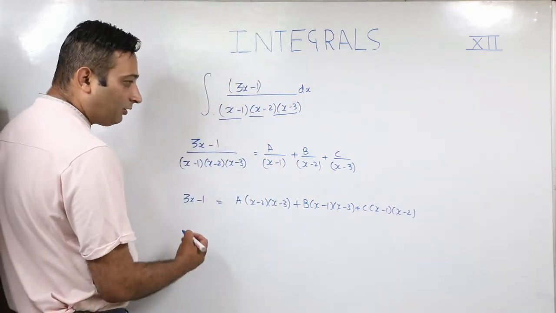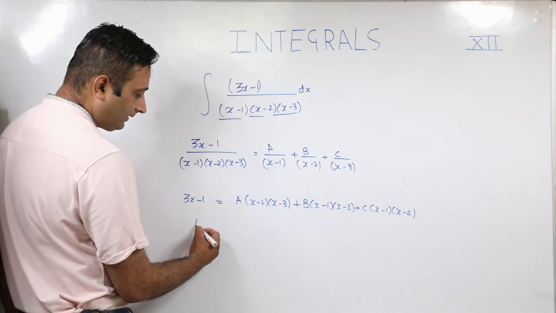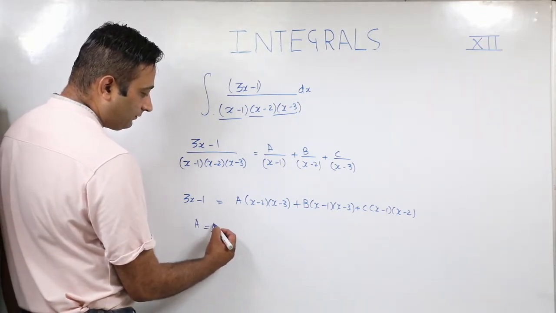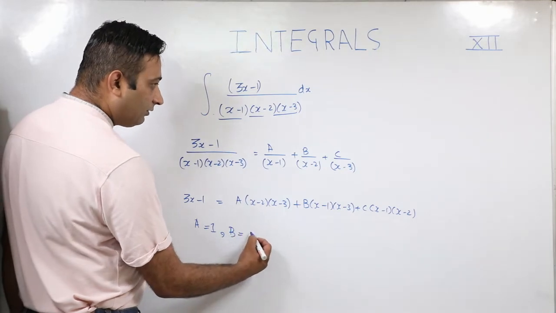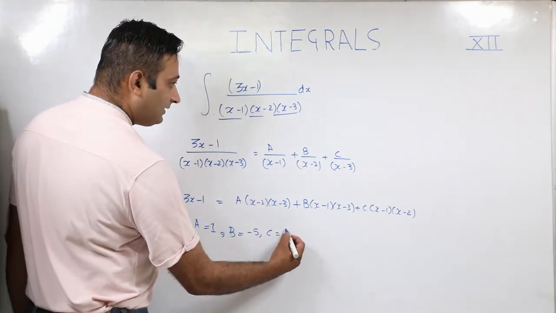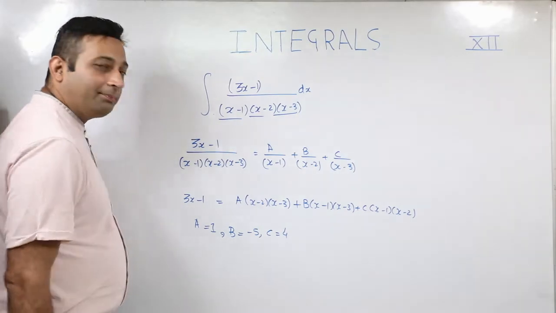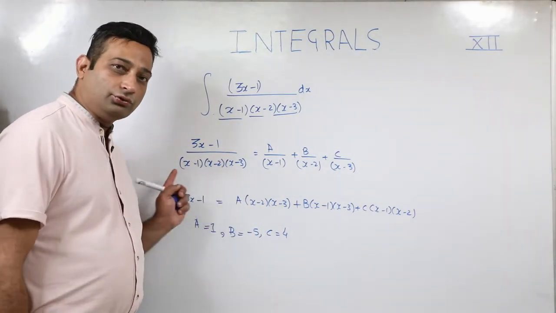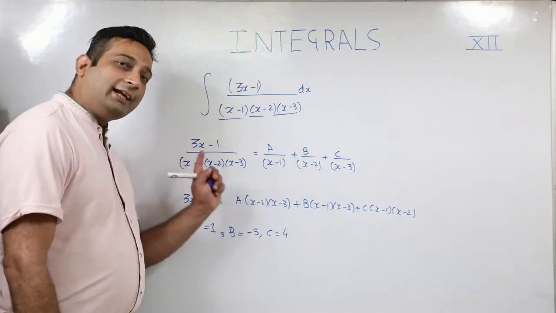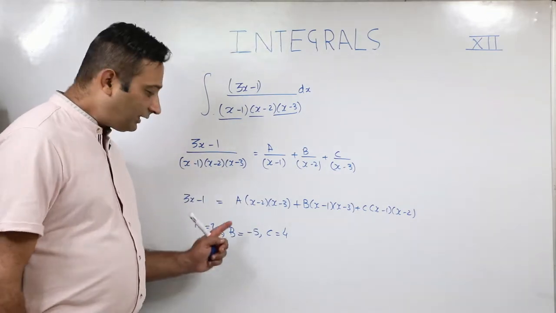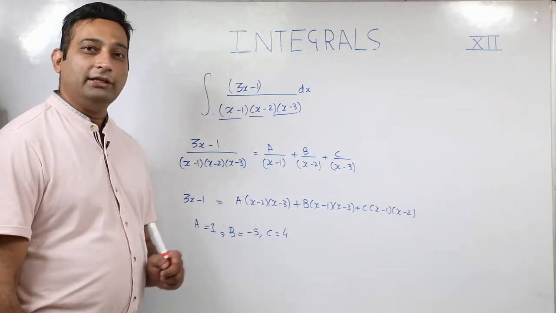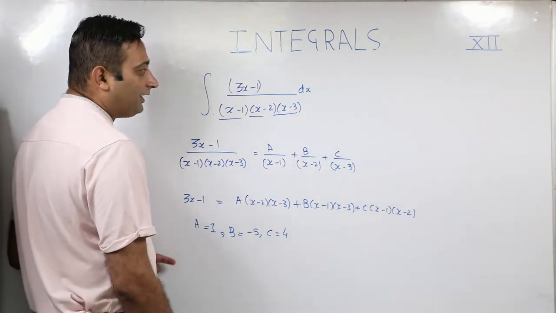So, by comparing the coefficients, we will get a is equal to 1, b is equal to minus 5 and c is equal to 4, like we have done in the previous cases. In this case, we will compare the coefficient of x square on both sides, x on both sides and the constant term on both sides, because there are 3 variables present. So, we will have 3 equations and we can solve 3 equations to find the 3 variables.